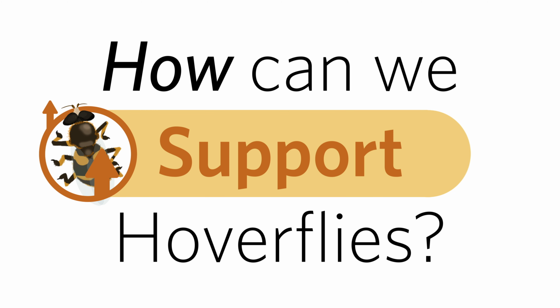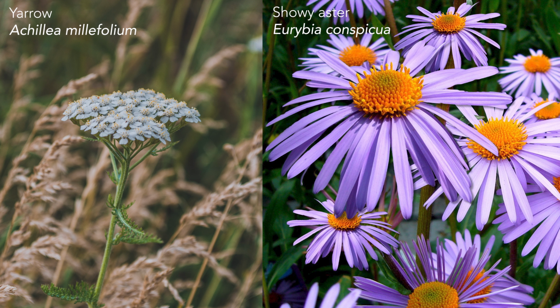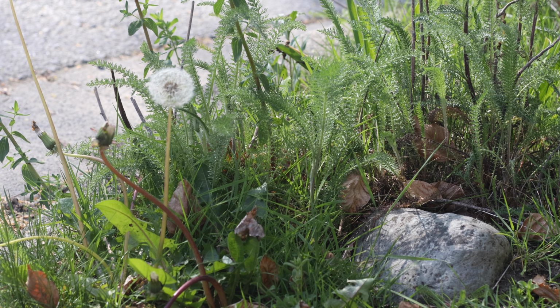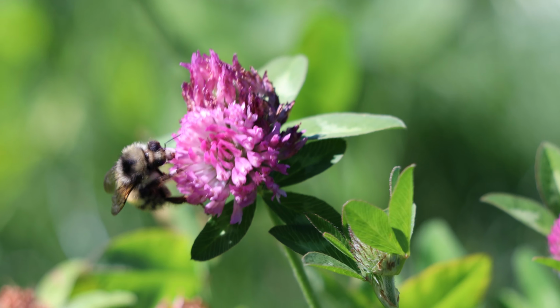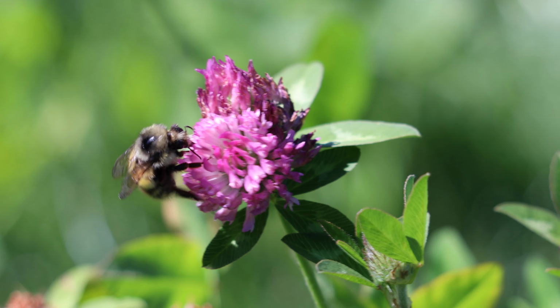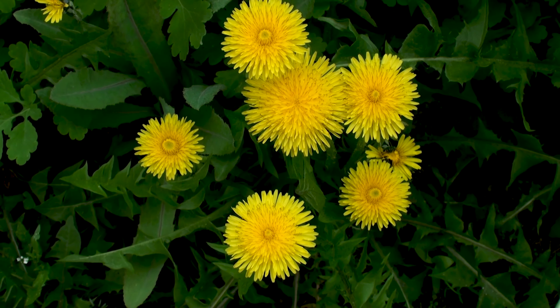One really good starting point is to have flowers. Lawns are not going to support as many species, but even if you have a lawn and you let the weeds grow, that's better than no flowers at all. And hoverflies, I have seen them often feeding on dandelions.